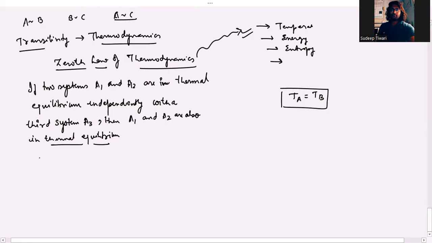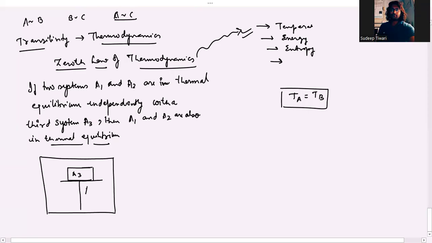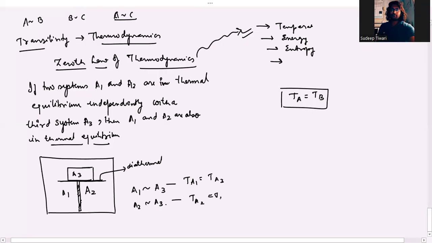For example, I'll make it so that you can understand. Let's say I'm making a graph here, not a graph, basically I'm trying to represent it. Let's say this is your A3, and A3 is linked to A1 and A2, and A1 and A2 are separated by an adiabatic boundary, and this is your diathermal boundary. So your A1 is in thermal contact with A3, A2 is in thermal contact with A3. And if it is at equilibrium, it implies that TA1 is equal to TA3, and the temperature of A2 is equal to the temperature of A3. So from the transitivity, we already know that TA1 will be equal to TA2.